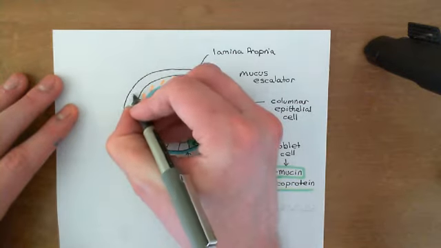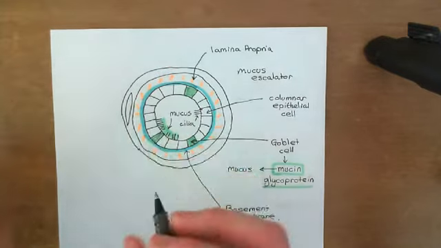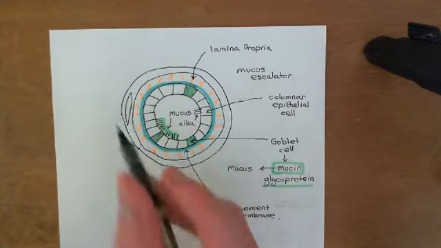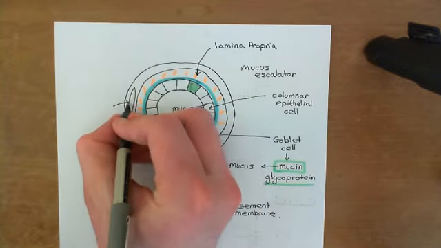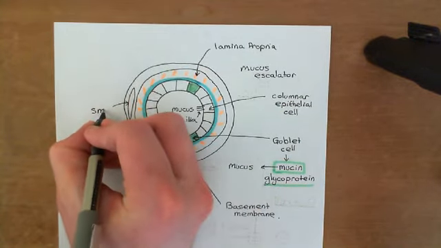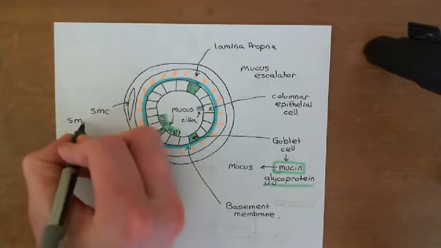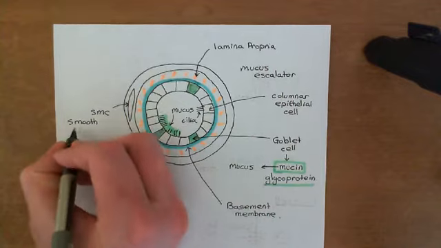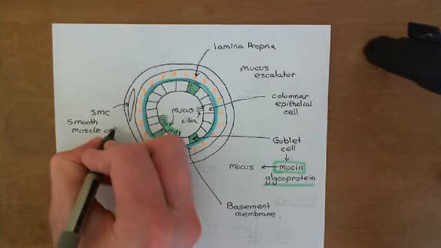Here I'll put a smooth muscle cell. Remember, smooth muscle cells have this spindle shape where they have a thick belly in the middle and then thin edges. So this is a smooth muscle cell, which for short is abbreviated as SMC. S stands for smooth, M is muscle, and C is cell.